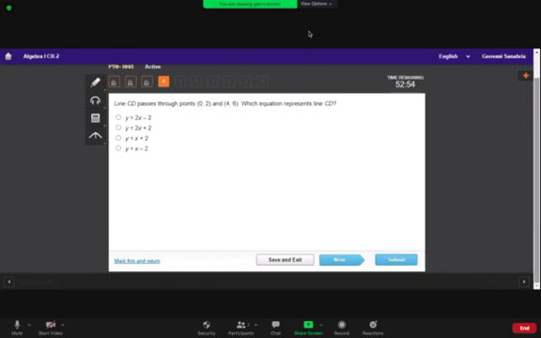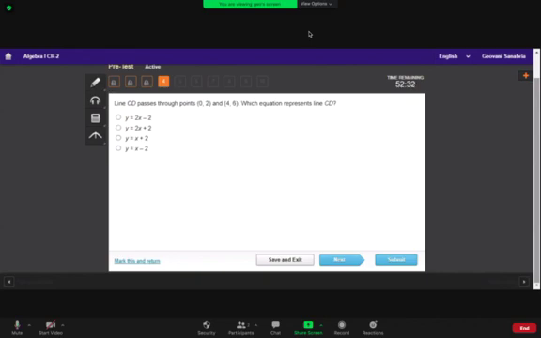So one way to do this is, you see the 0, 2? That's a point that has an x coordinate and a y coordinate. Do you know which one's the x? Yeah, the first one's 0. Okay, and then the y would be 2.